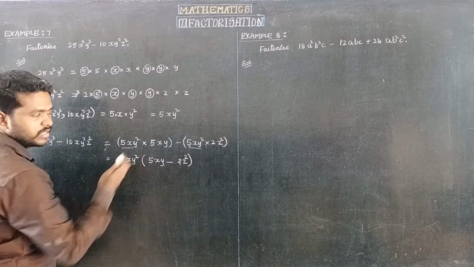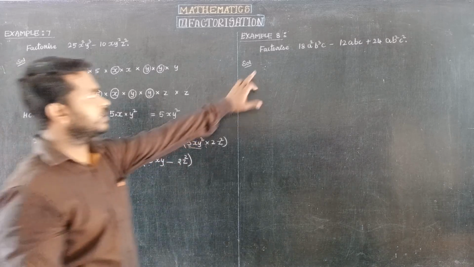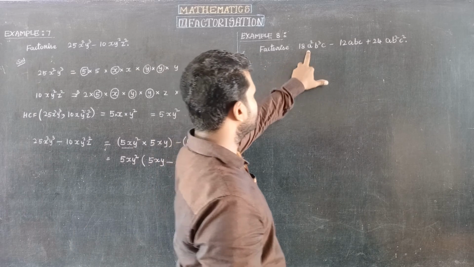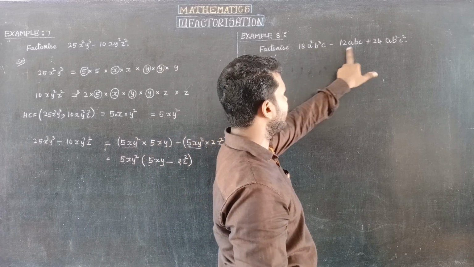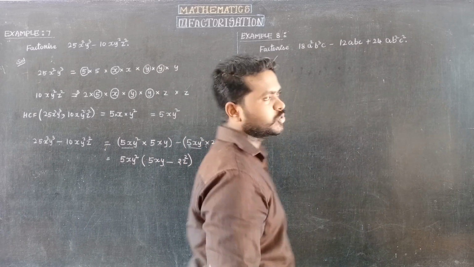These are the factors of the given expression. Next one, example 8: factorize 18a squared b cubed c minus 12abc plus 24ab squared c squared.